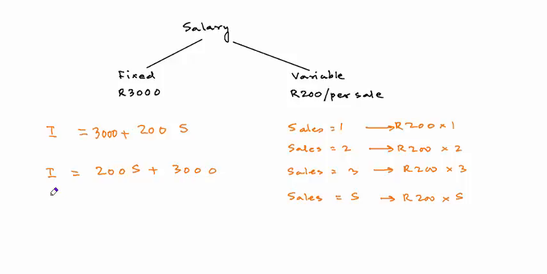And now if you compare this equation with y is equal to mx plus c, it makes a whole bunch of sense. Y is the income, the monthly income, it's a variable. S is the number of sales made, that compares with x, so that also is a variable. And c is the y-intercept, meaning that when x is 0 or S is 0, when he has made no sale at all, even then the y value or the income is going to be 3,000 Rand.